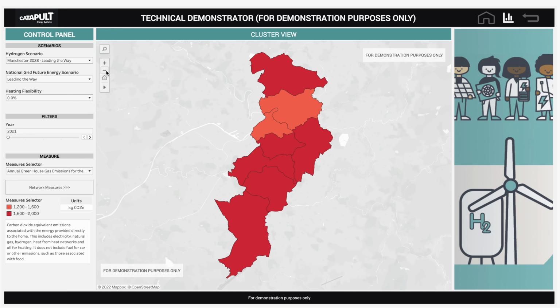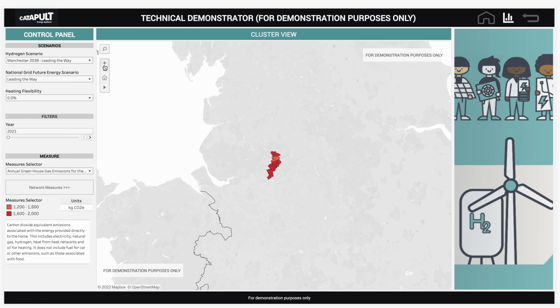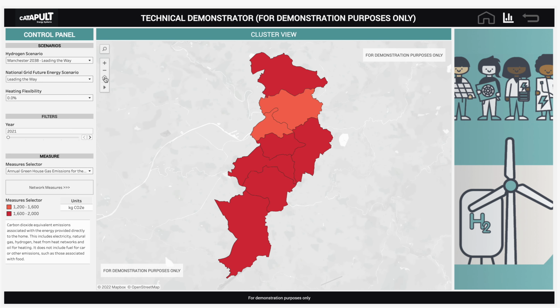So we can see on the screen here, if we zoom out, you can see the rest of the UK, but the focus here is on the Manchester area. And we can see the individual clusters represent the different areas in the Manchester City area. The model is scenario based, with a goal of net zero by 2038 as defined by the GMCA.